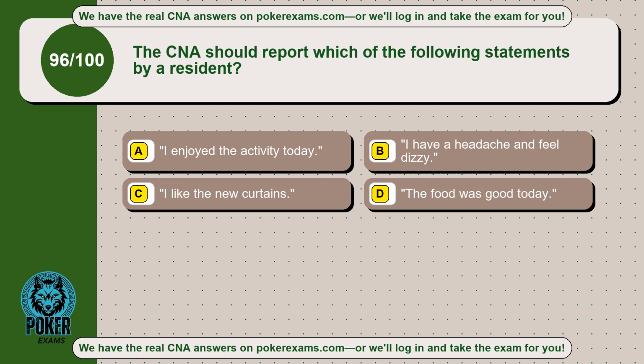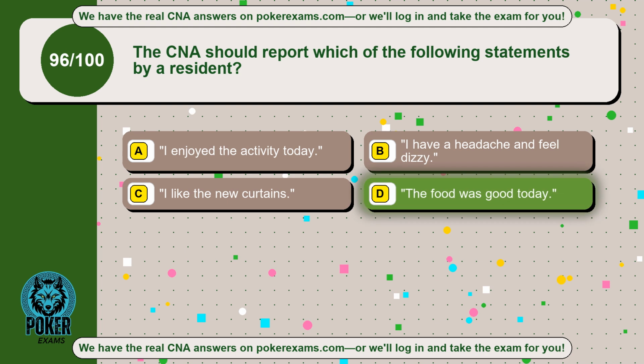Question 96. The CNA should report which of the following statements by a resident? Option A. I enjoyed the activity today. Option B. I have a headache and feel dizzy. Option C. I like the new curtains. Option D. The food was good today.